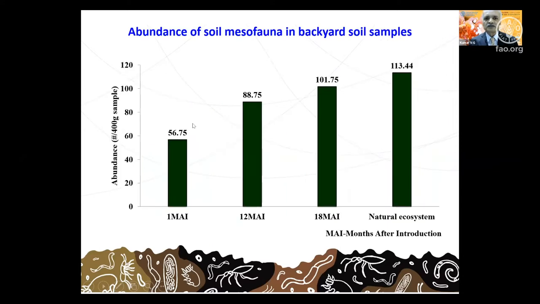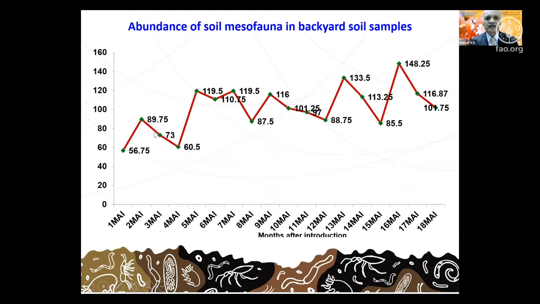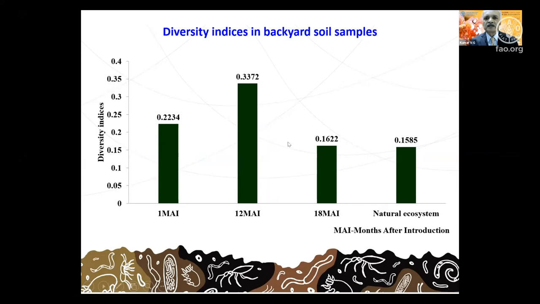So the abundance of mesofauna in the backyard. Here you can see the gradual increase in population of mesofauna in the backyard, which recorded higher population at the end of the 18 months interval, very close to the natural ecosystem. And even in the backyard, the mesofaunal activity was seen throughout the experimentation period, varying from 56 to 148 animals per 400 grams of soil. Even diversity of soil animals was maximum at 18 months, which was very close to the natural ecosystem.